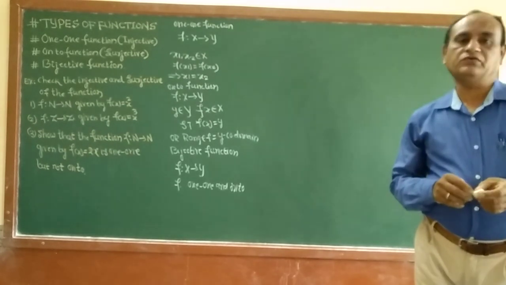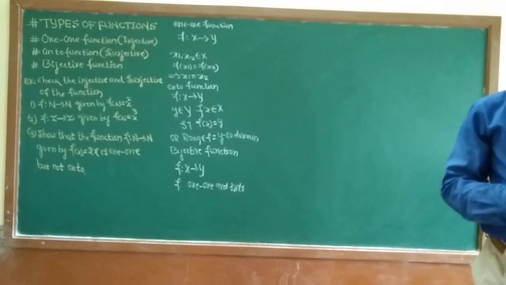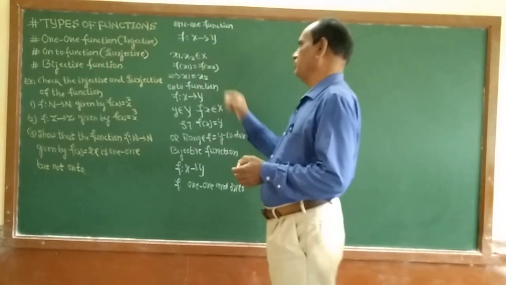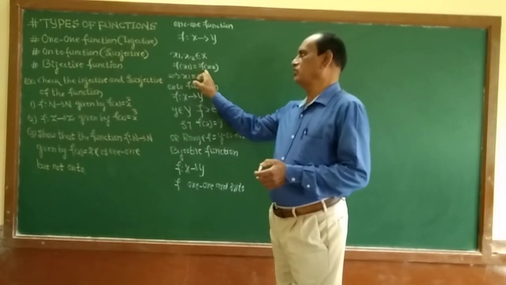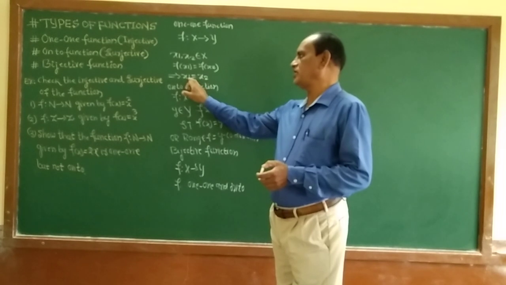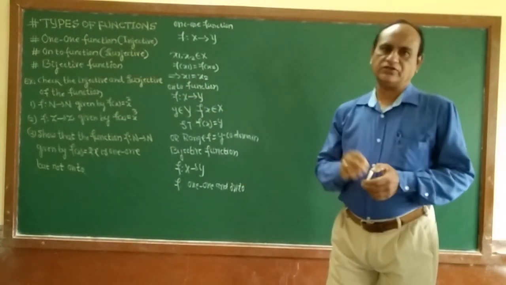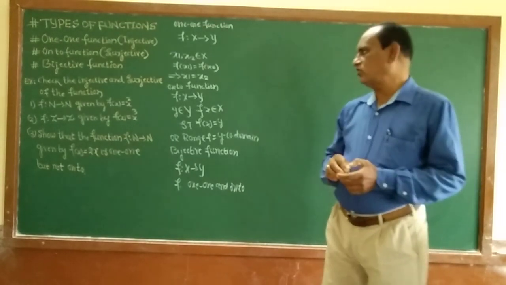So that is a different element of x having different images in y. So for every x1, x2 belongs to capital X, f of x1 is equal to f of x2 implies x1 is equal to x2. Then such a function is called a one-one function.